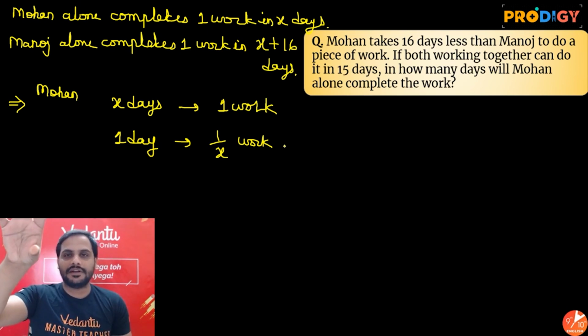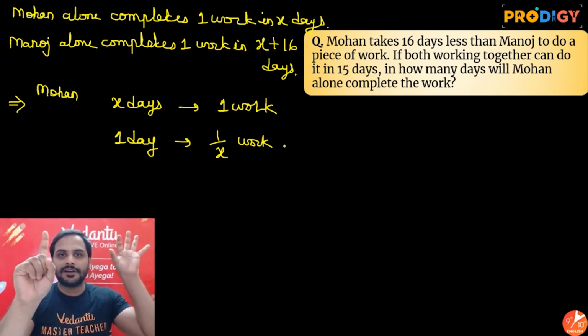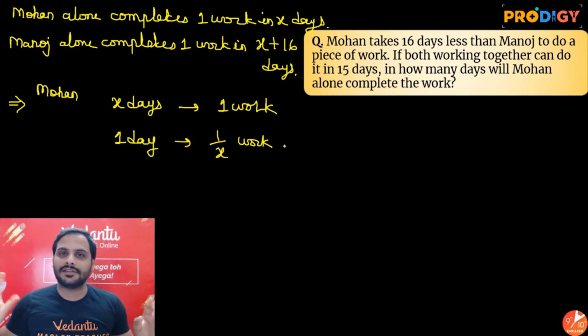So 100 chairs divided by 10 days. Every day you are making 10 chairs. Same way, beta, here I have one work which I completed in x days. So in one day how much do I complete? 1 by x. Simple. So 1 by x work Mohan completes every day.